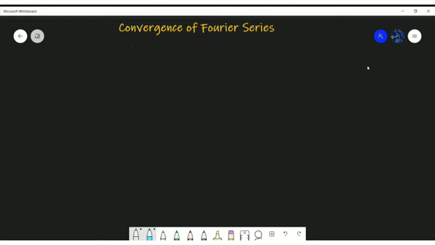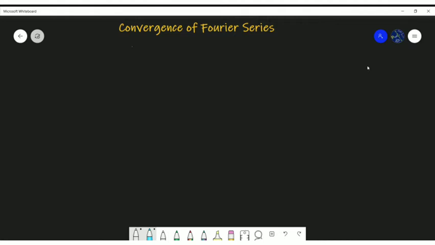Today I am going to discuss the topic convergence of Fourier series. This is, I think, the ninth video on this topic of Fourier series. Before coming to the theorem of convergence of Fourier series, let me show you one simplest example, and from there step by step we will try to understand what the convergence theorem is and what its importance is.